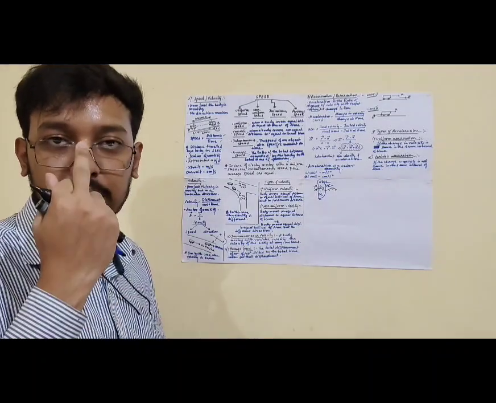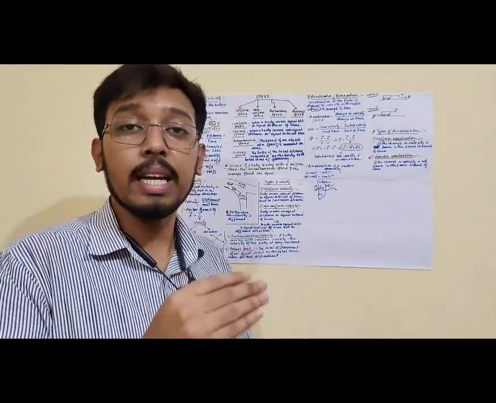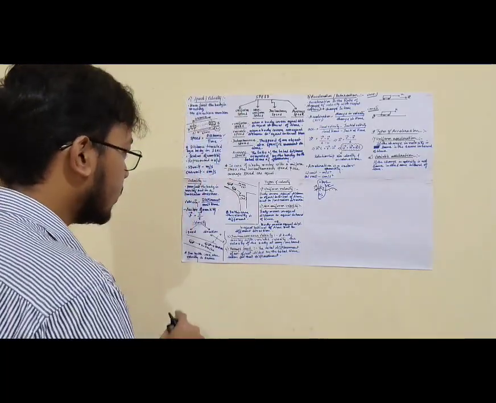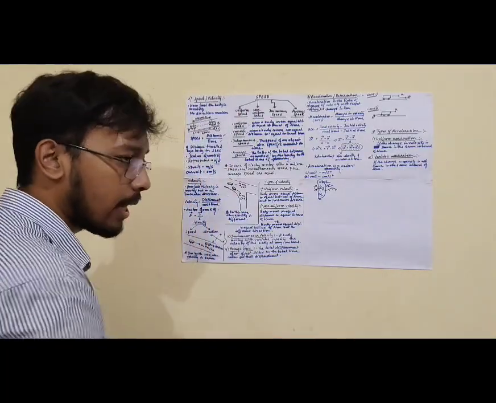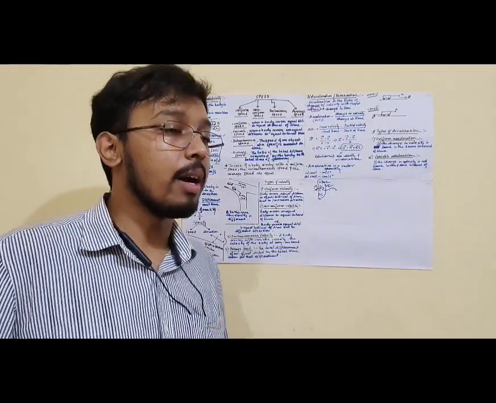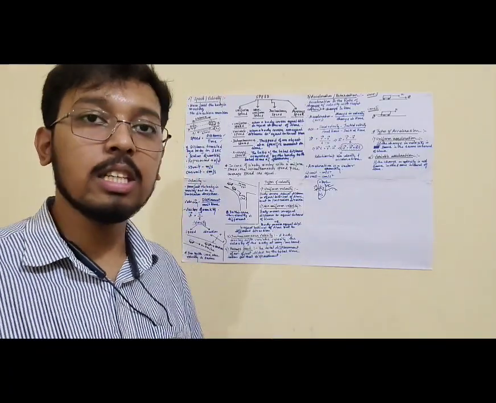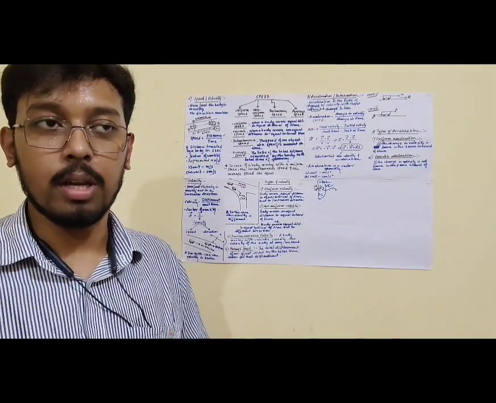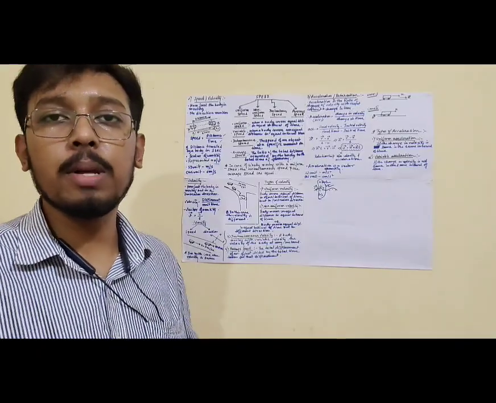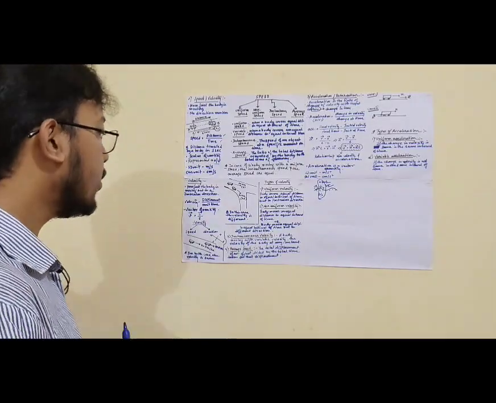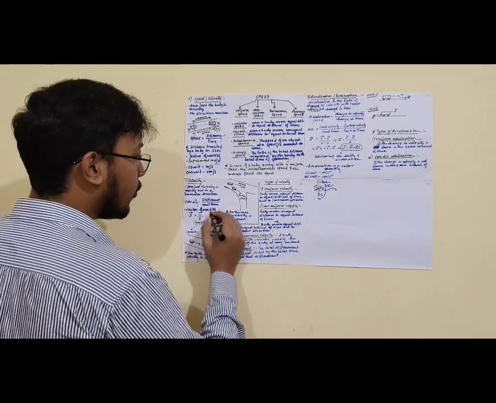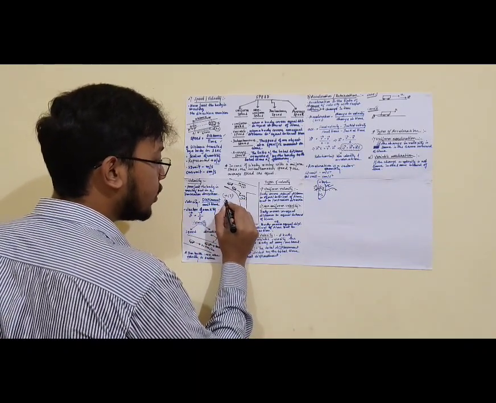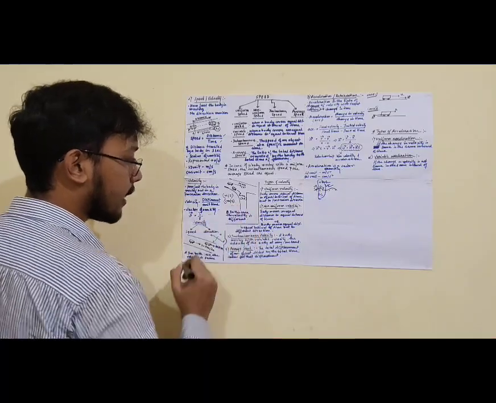So, the definition is that velocity is the rate of change of displacement with respect to time. The formula is velocity equal to displacement by time. Now, as to represent displacement, direction is required. Therefore, velocity is also a vector quantity. And since displacement represents a length, the SI unit of velocity is meter per second, and the CGS unit is centimeter per second.